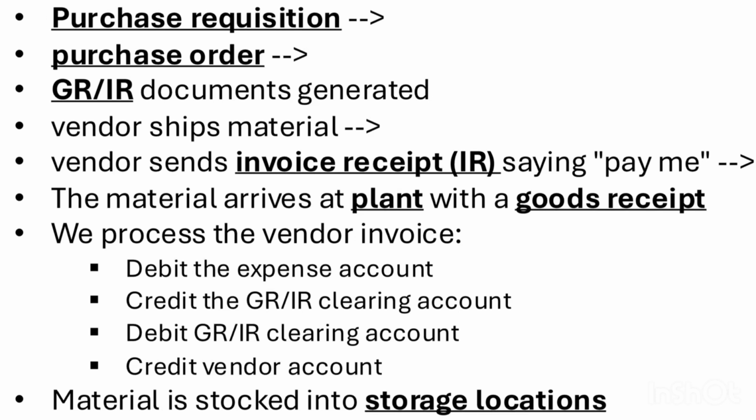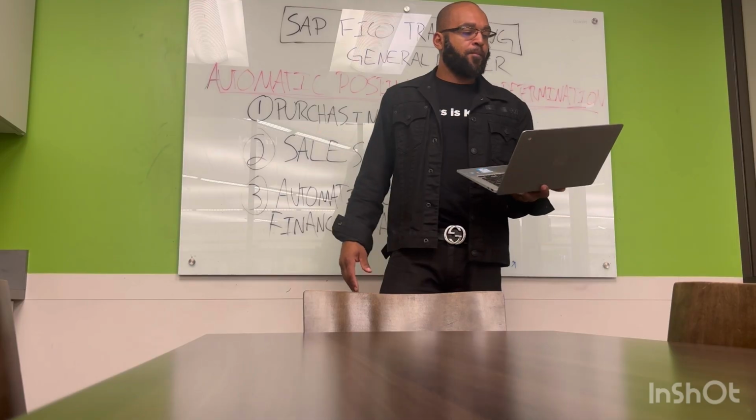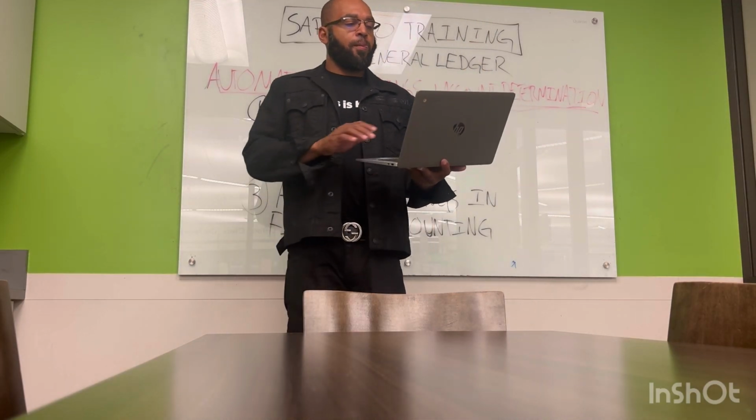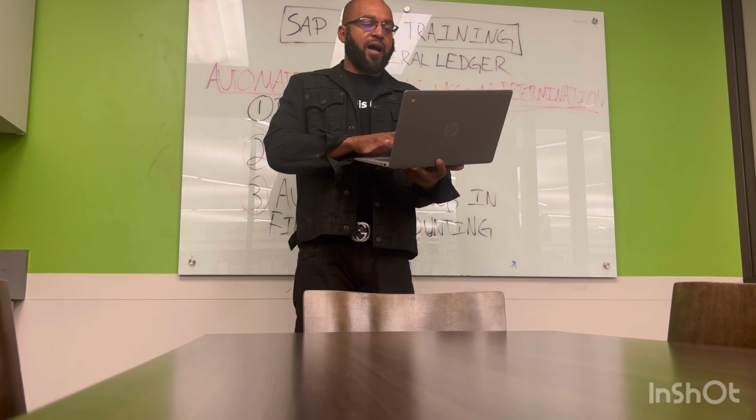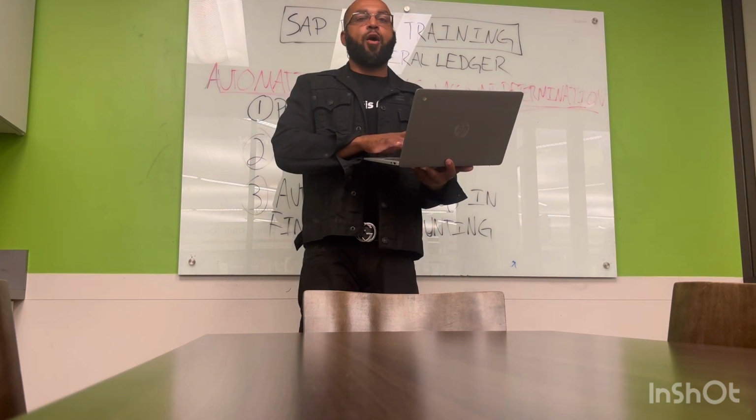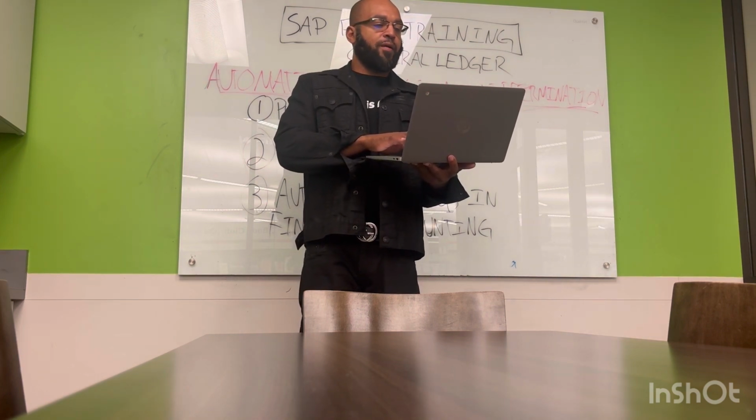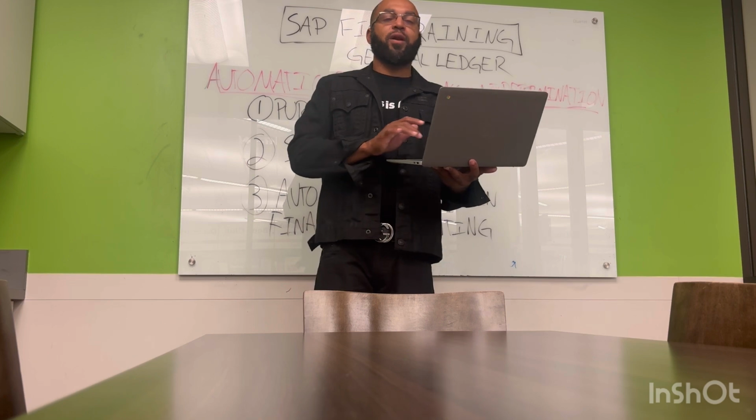Now, we debit the GRIR clearing account and credit the vendor account. Vendor gets paid. Okay, still tracking me? Then our materials are stocked and put into the storage locations within our plant. Good? All right. And I can really expand that out to an hour conversation. I'm not gonna do it, and I really want to, but I'm not going to.